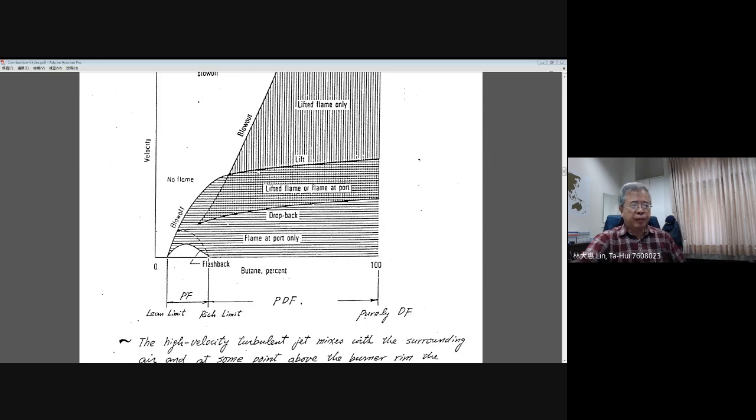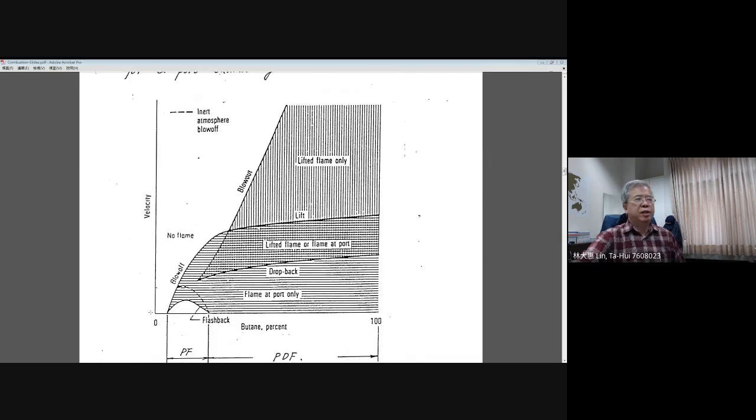Okay. Now you clearly understand this kind of behavior. The left-hand side tells you the flame stabilization feature for premixed flame, and 100% butane gives you the stabilization feature for a purely diffusion flame. But in the middle, this is an interesting part and brings us further to learn the combustion characteristics, the so-called partially diffusion flame.